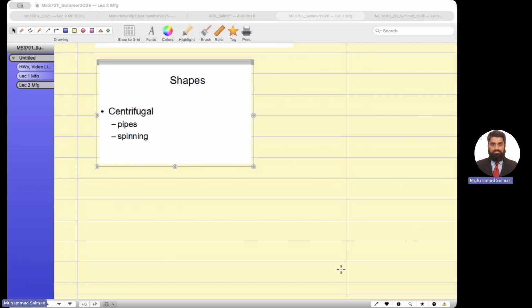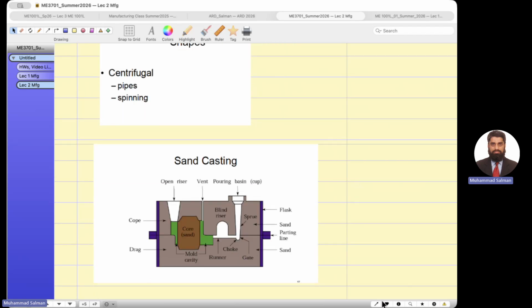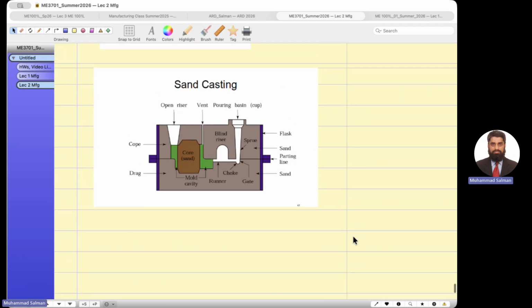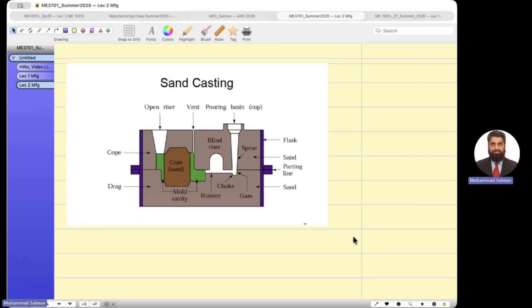Sand casting, the 60%, let's understand the nomenclature of the 60%. Okay, so if I give you this small quiz question, can you label this casting? The flask, sand, parting line, gate, choke, runner, mold cavity, and sometimes we need to have a hollow mold. So we put a piece of core or sand so that the metal will not go and cover that area. The cope is the top part, the drag is the bottom part of the sand mold.